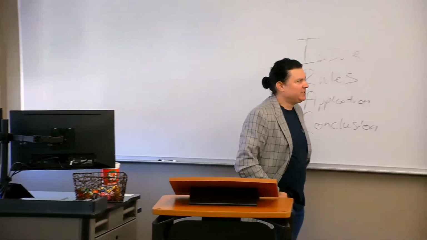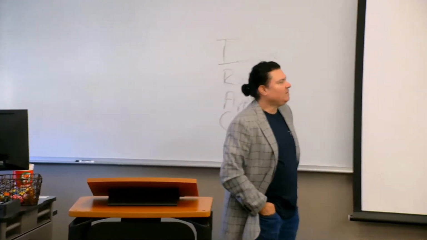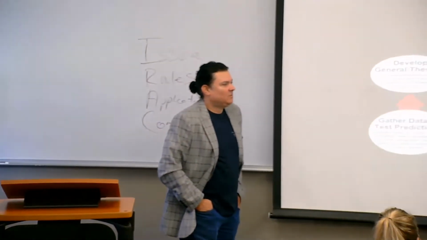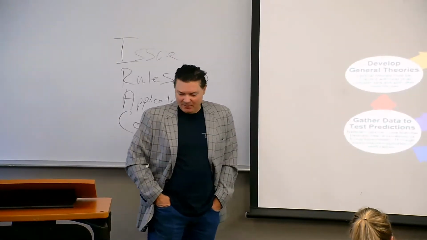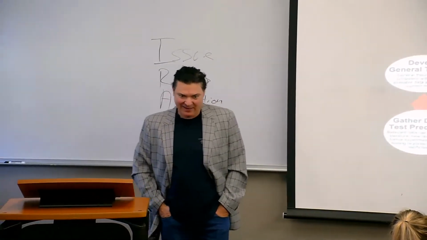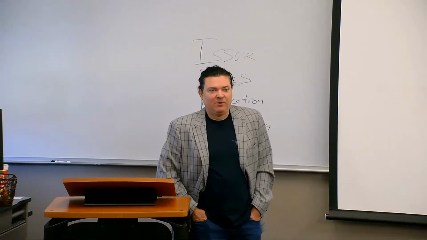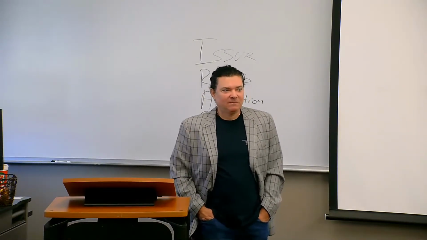So here's the scientific method. We begin by making observations. What do I see out there? People like to buy stuff. Well, let's come up with something better. What do they like to buy? People like to buy shoes.